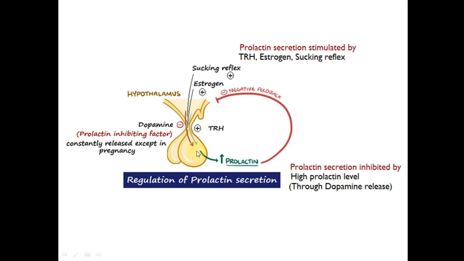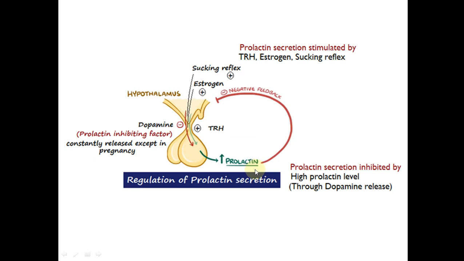anterior pituitary gland. Another stimulus for the secretion of prolactin is the thyrotropin releasing hormone from the hypothalamus. And therefore, in investigating the patients of prolactinoma, we also measure the level of the TSH and TRH. The estrogen also has a positive feedback effect on the secretion of prolactin, and it causes increased secretion of prolactin. Additionally, the sucking reflex of a baby on her mother's breast nipple is a stimulus for the secretion of prolactin.